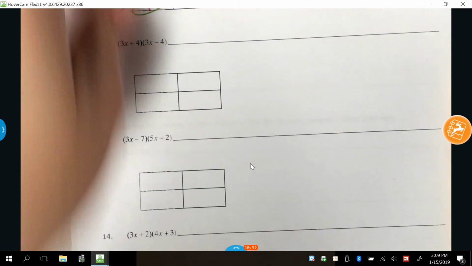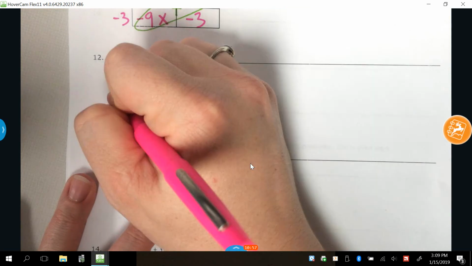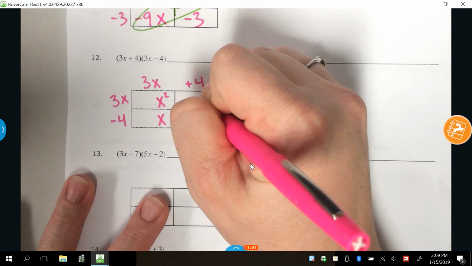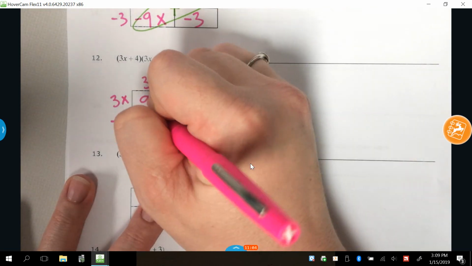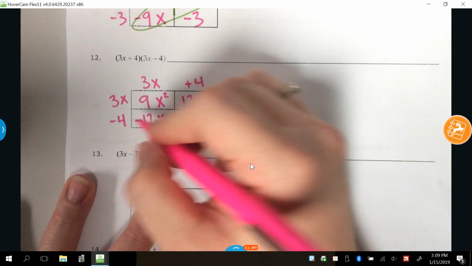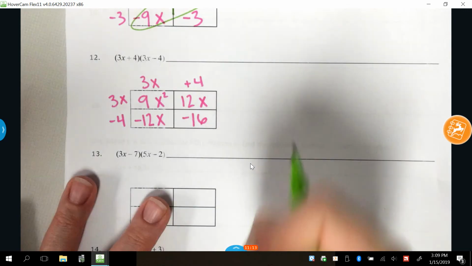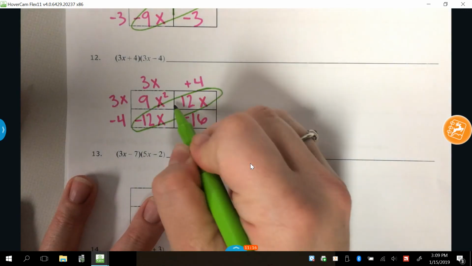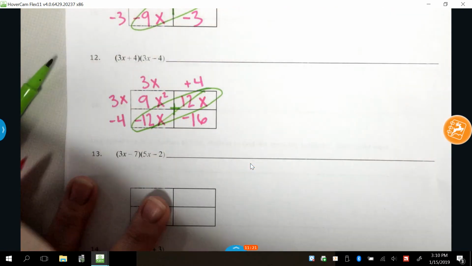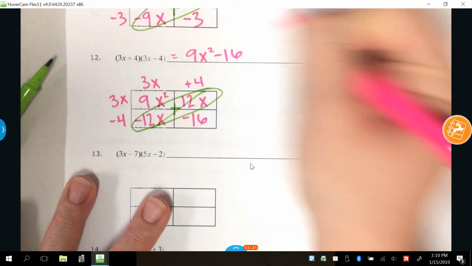Okay, looking here, 3x positive 4, 3x negative 4. So remember, x squared, x. 3 times 3 is 9. 3 times negative 4 is negative 12. 3 times 4 is 12. And negative 4 times positive 4 is negative 16. So again, add our diagonals because they are like terms. Negative 12 and 12 cancel. So I end up with just 9x squared minus 16.